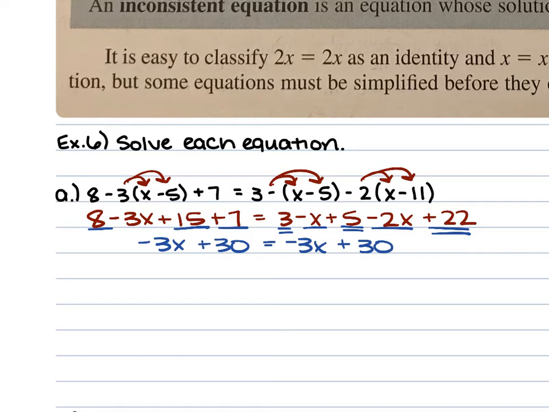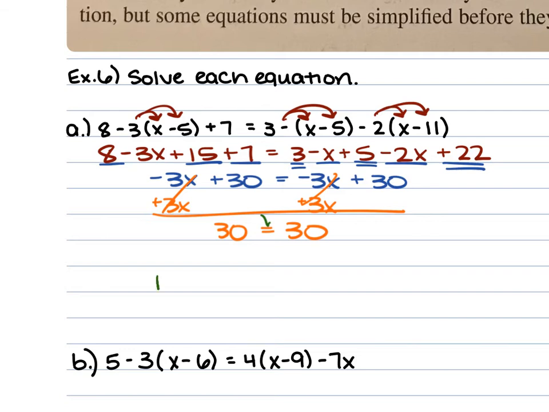So both sides of my equal sign are identical to each other. If I didn't see that, I could add the 3x to each side. So they would cancel, and I'd just be left with 30 is equal to 30. Now this is a true statement, so my answer for this one is infinitely many solutions.